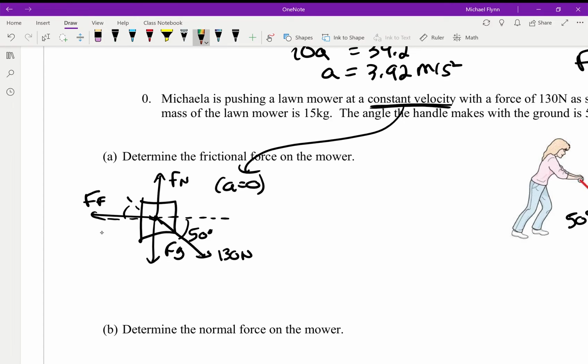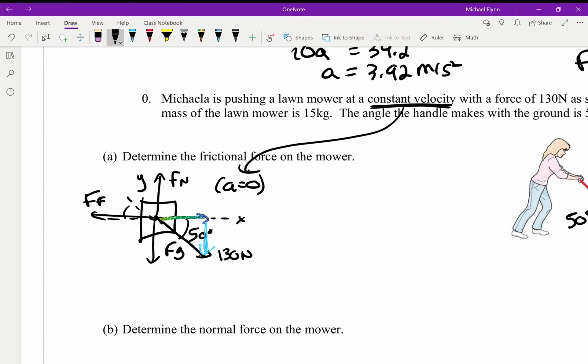Now, this 130 newtons is not on the axis, it's off axis, okay? So off axis vectors, we have to break into components that are on the axis. So in this case, my axis is x and y, right? So you can see that 130 newtons is not on the axis, but the other vectors are on the axis, okay? All right, so let's go ahead and answer the question, what is the frictional force?